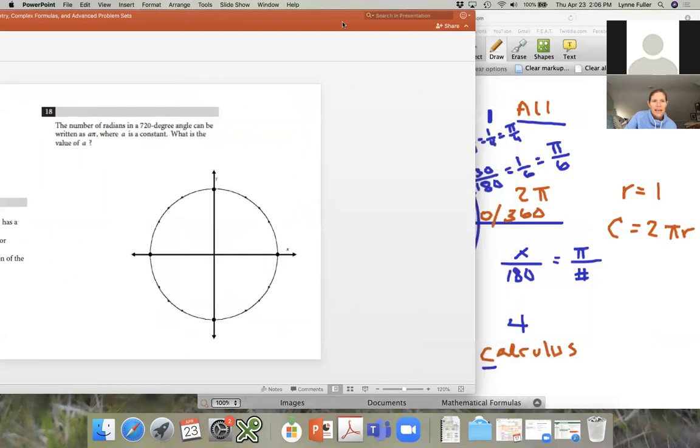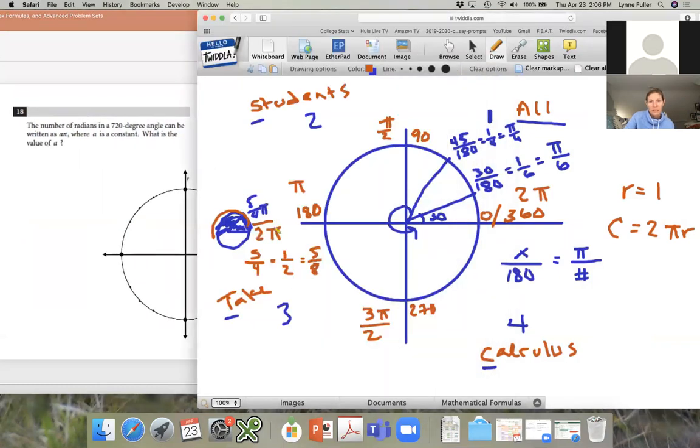Sometimes they have these problems where it looks really complicated, where I gave you way more information than what you need, but some of the basics of converting from degrees to radians, and you didn't need all of that. Number 18, the number of radians in a 720-degree angle could be written as A pi. All right, well, we know 360 is to 2 pi, as 720 is to what pi? Well, isn't this double 360? So that would be 4 pi. So A would be 4.